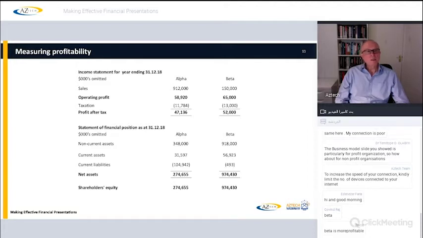So if we apply the same principle to Alpha and Beta, we can consider the investment in Alpha from the point of view of the shareholders' equity of $274.6 million, which is invested in the net assets of 274. In that case, Alpha makes a return on investment of 58.9 million on 274 million, which is 21.5%. And if we did the same thing for Beta, the 65 million on shareholders' equity and net assets of 974 million gives them a return on investment of 6.7%. So if we look at the key measure of return on investment, we would say Alpha was more profitable.